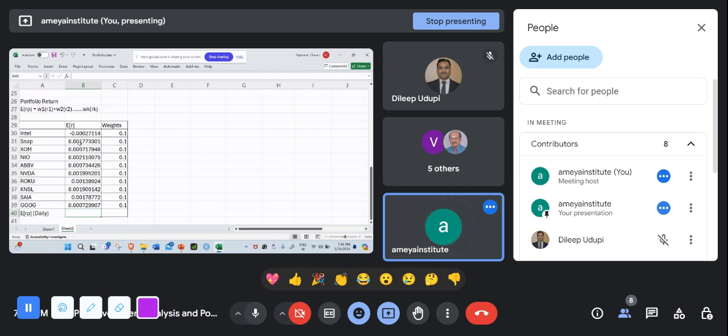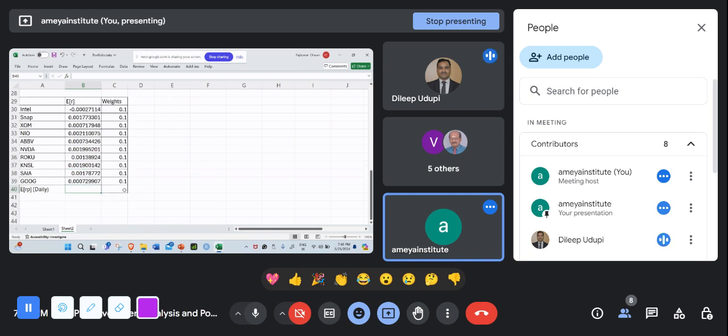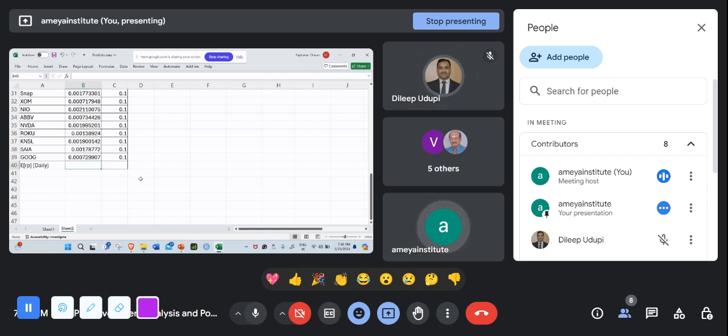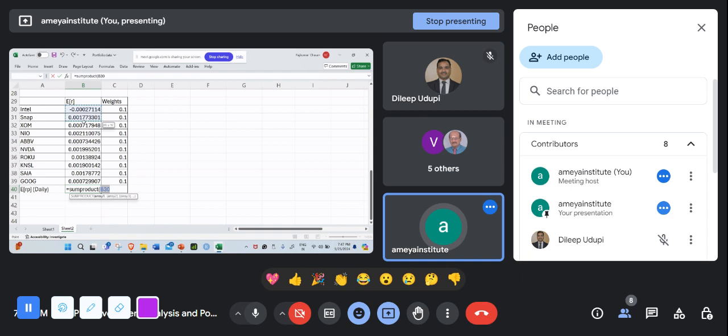Shall we calculate? Yes. Okay, so now we'll apply one formula called sum product. Sum product, so please type this one. Sum product, here we'll take expected return of all the assets, comma, weight of all the assets, that is equal weight, close the bracket, enter, that's your daily return.